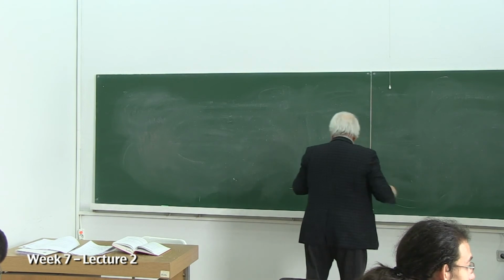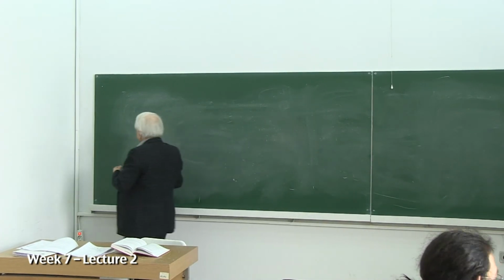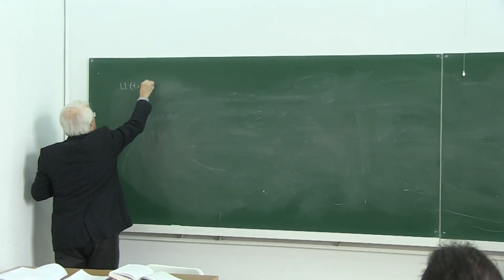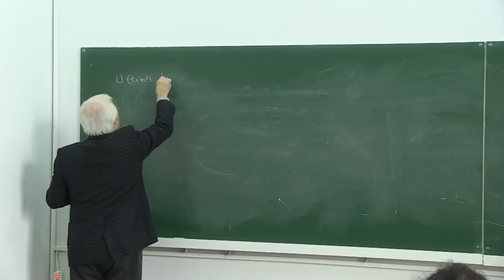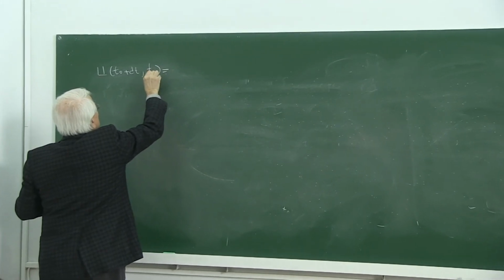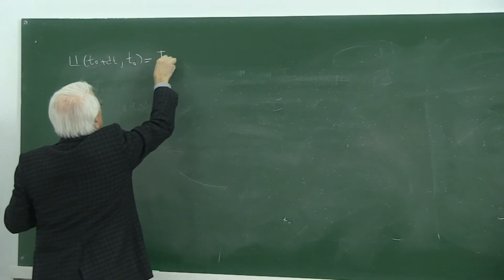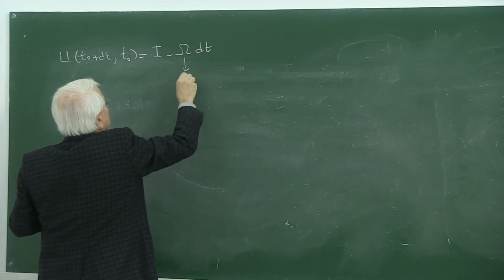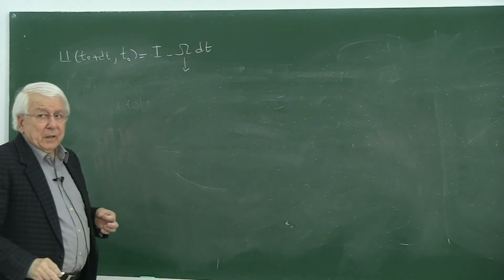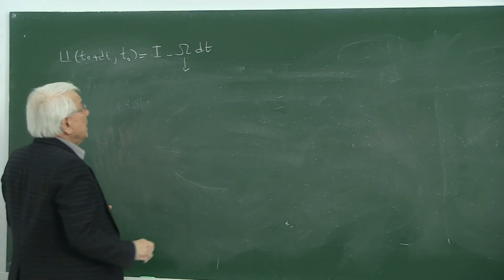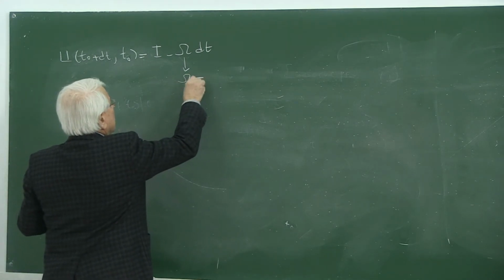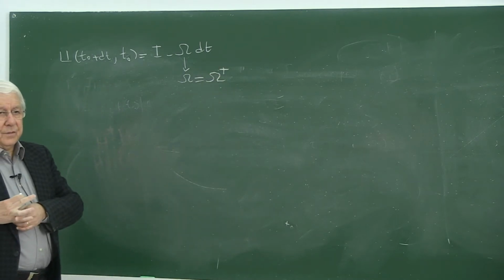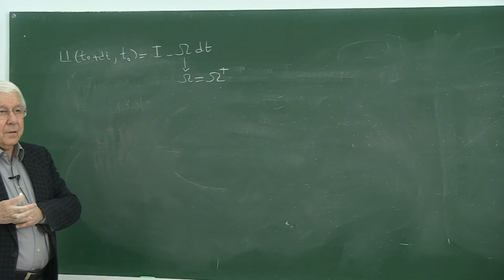So we have seen that the infinitesimal time evolution operator is constructed in this manner, satisfying the basic mathematical properties that we have extracted from physics. Unitarity requires that this is omega.